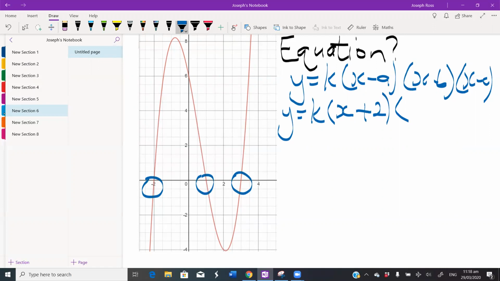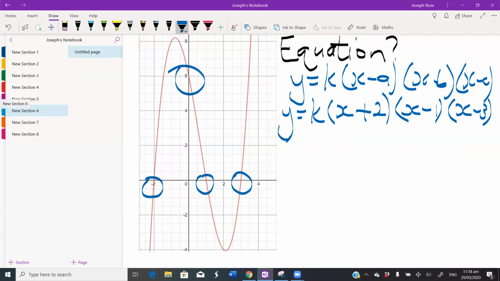Second intercept is at 1. So the next bracket is x minus 1. And the next bracket is going to be due to the third x-intercept, which is at 3. So that's going to be x minus 3. Okay, so then we need to find what the value of k is, and we can use any point other than the x-intercepts. The easiest point to go with here would be the y-intercept, which is 6. So when x is 0, because that's the y-intercept, y is 6.